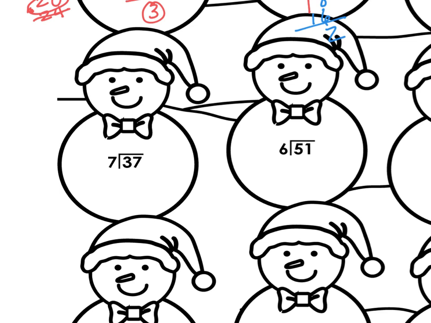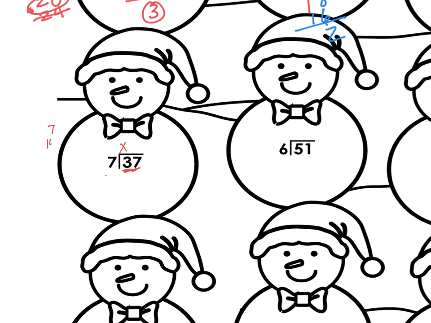All right, so I'm on 37 divided by 7. I look at my first number. Can I fit 7 into 3? No, I cannot, so I put an X. Can I fit 7 into 37? Well, I sure can, can't I? Let's figure out how many times.